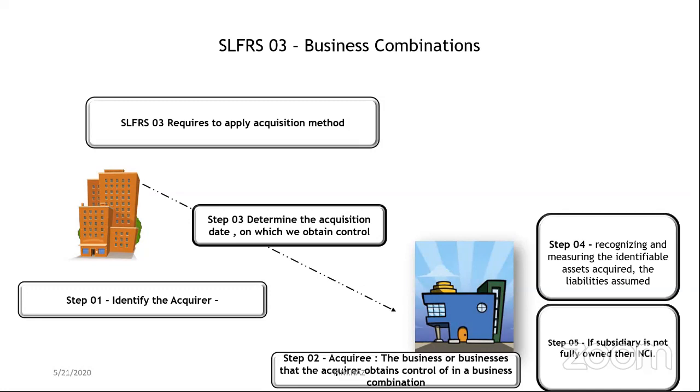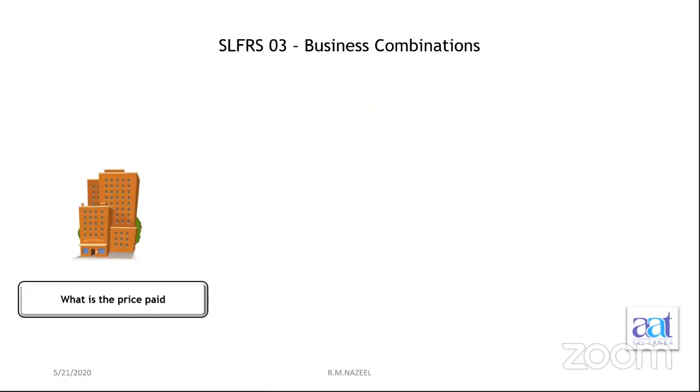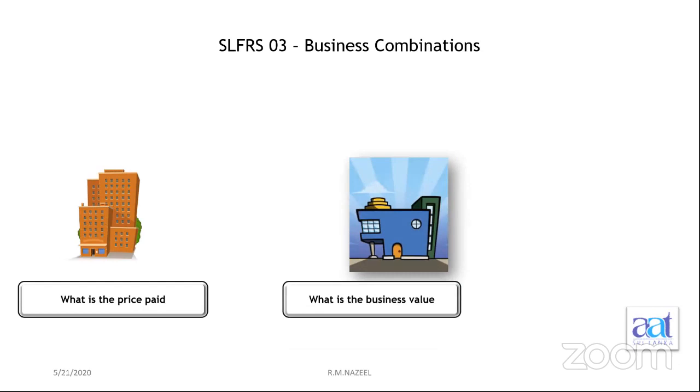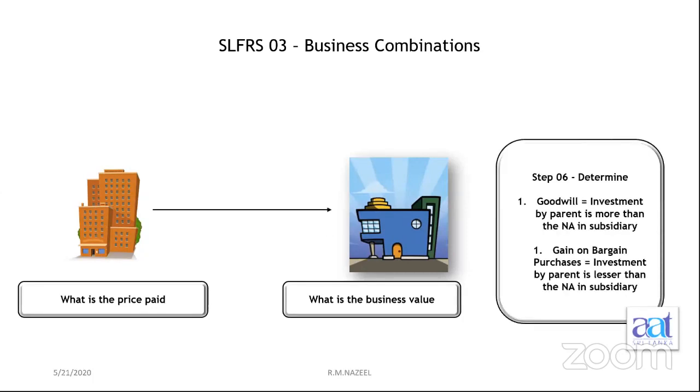So these are the 5 steps which you will do at the beginning of the consolidation: identify the acquirer, identify the acquiree, determine the acquisition date, find out the assets and liabilities, determine the NCI. Now, once you have done everything, the 6th step is to compare the price you paid with the business value of the subsidiary. Sometimes you will pay more or less. For example, for a business worth 100 million, you might pay 120 million, or 100 million, or 80 million. If you pay more or less, how we account for the difference is the determination of goodwill or gain on bargain purchase, right?